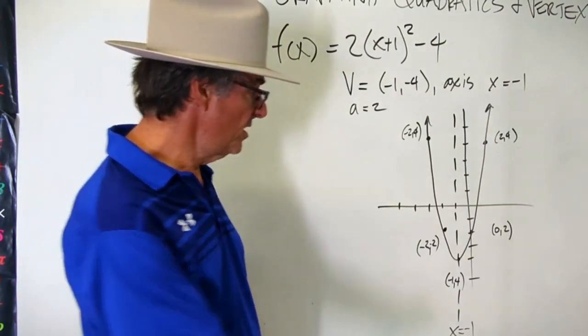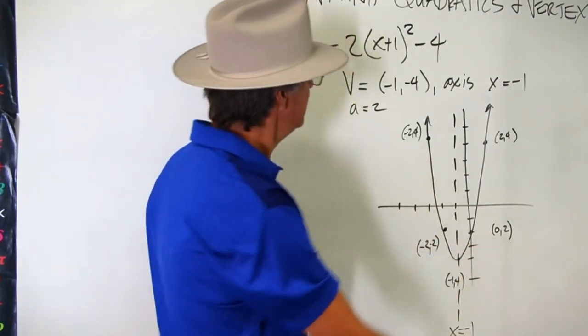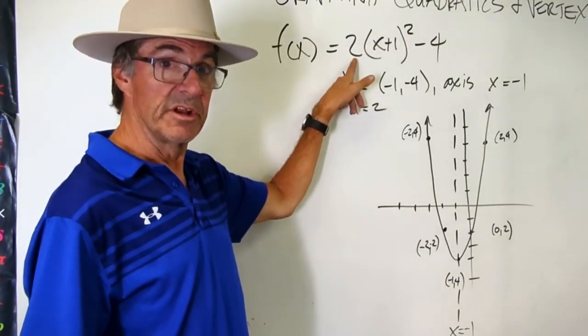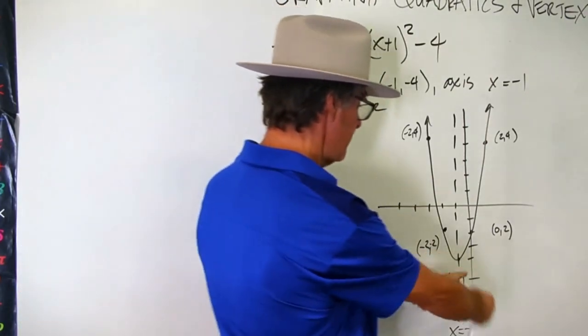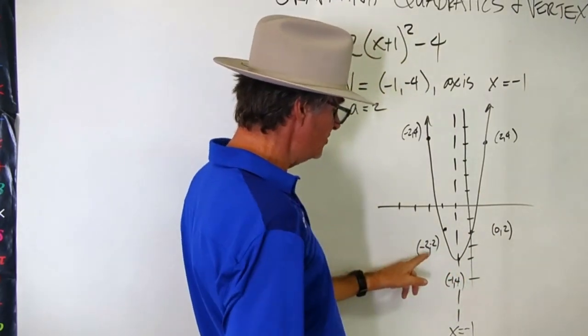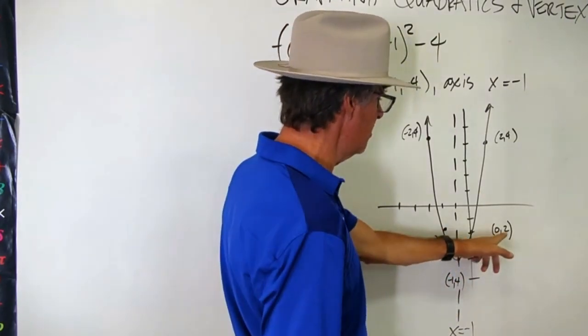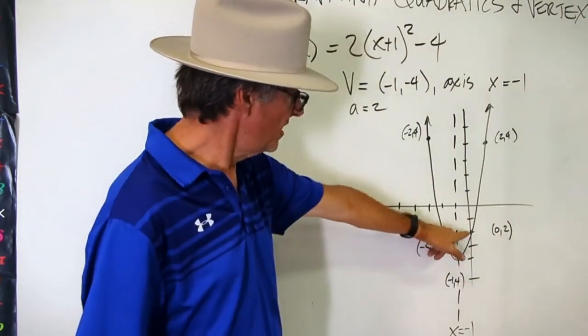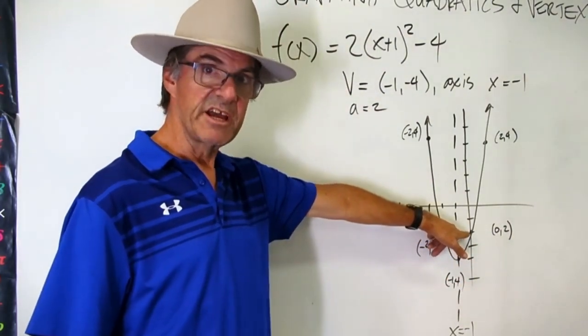The mother parabola goes over 1, up 1, but we've got a 2 out there. So we're going to go over 1, up 2. So that got me these 2 points. So moving from -1, -4, I got -2, -2 for that one, and 0, 2 for that one. And guess what? I got my y-intercept just by looking out there.